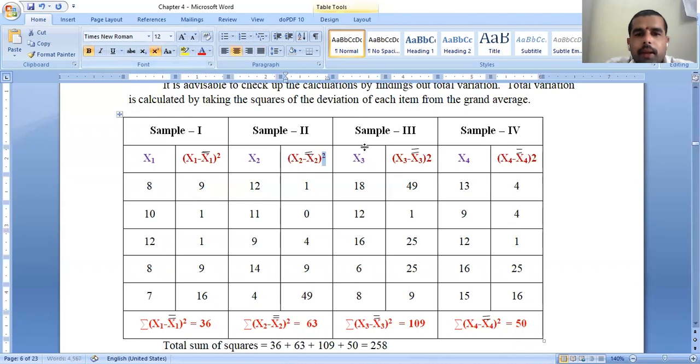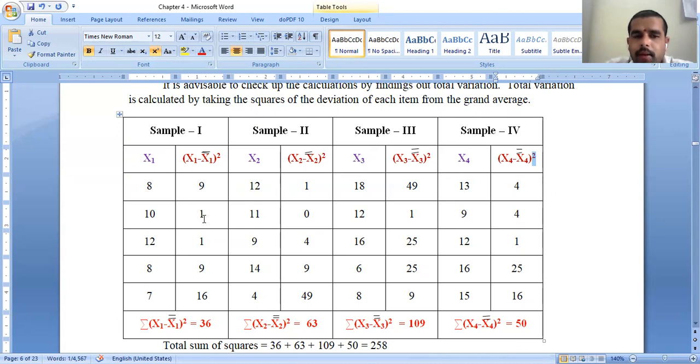Then again, x3 minus x double bar 3 whole square, x4 minus x double bar 4 whole square. 8 minus 11, the x double bar value is 11. 10 minus 11, 12 minus 11, 8 minus 11, 7 minus 11. 8 minus 11 means 3, 3 square 9.